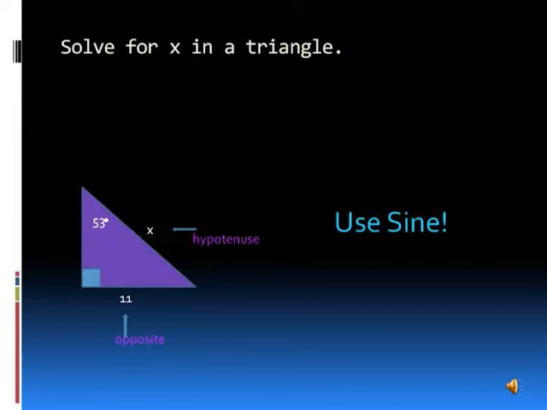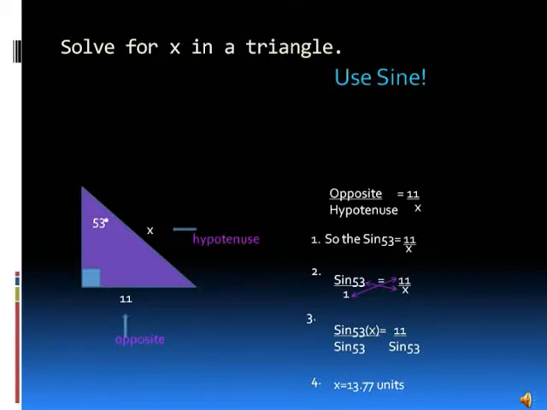That makes sense. The ratio for sine is opposite over hypotenuse, so your ratio will look like the sine of 53 equals 11 over x. Then you cross multiply, and you should get that the sine of 53 times x equals 11. Then you divide each side by the sine of 53, and you should get, for your answer, that x is approximately 13.77.